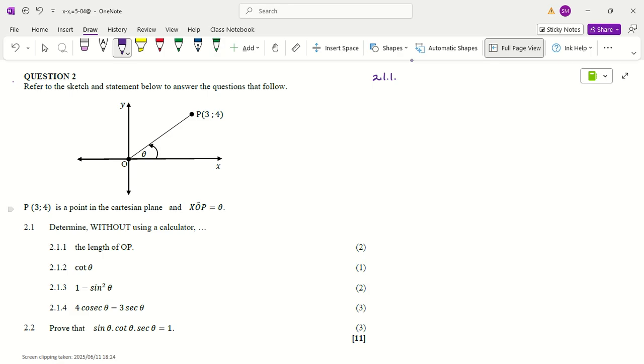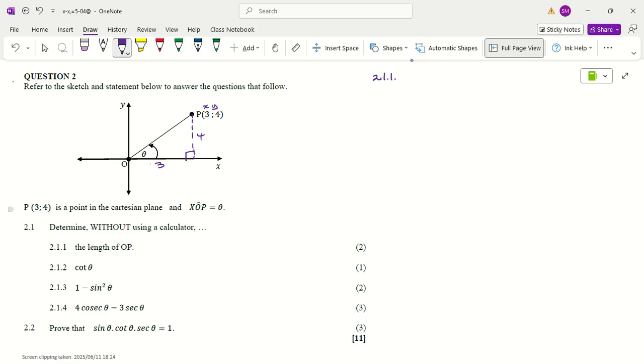P is a point on the Cartesian plane, and XOP is theta, and immediately we know that the point P is made of X and Y. We can see here there's a 90-degree angle, and we know that X is 3 and Y is 4, giving us our right angle triangle. The only thing we are missing is the radius or the length of OP, but I think it's one of the questions.